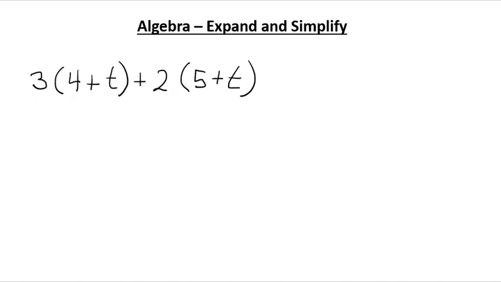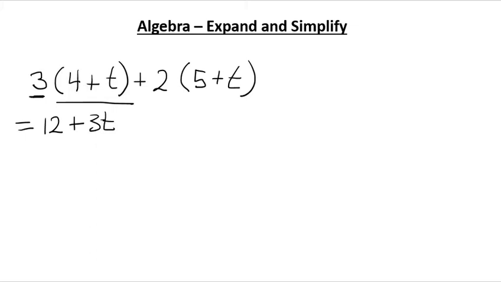So we know that the number on the outside of the bracket multiplies everything on the inside of the bracket. So in this case, 3 times 4 will give us 12, and then 3 times plus t will give us plus 3t, and that's the end of that first bracket, and that's the first part of our expansion.